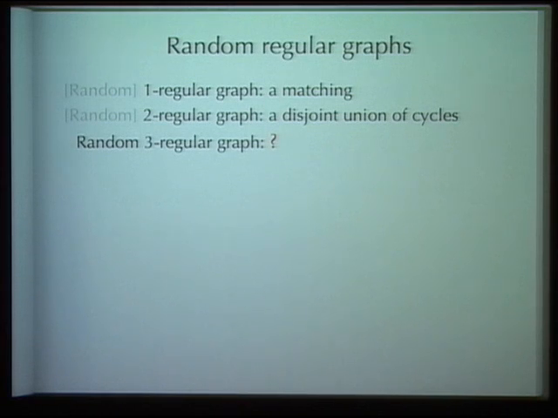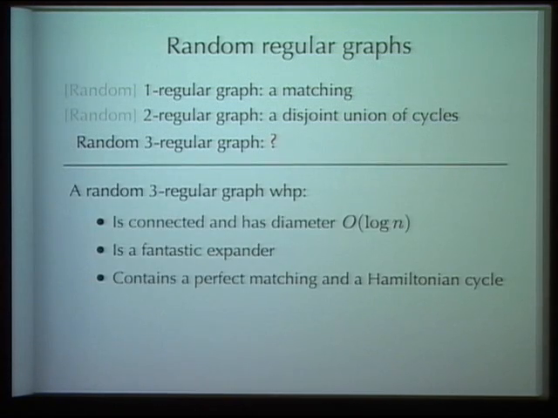Another nice thing is we can now study random regular graphs. So a one regular graph, random or otherwise, is just a matching. A two regular graph is just a disjoint union of cycles. Neither of these two is very interesting. But if we ask the question, what is a random three regular graph like? It turns out that this is a very, very rich graph. So in particular, with high probability, it's going to be connected. It's going to have logarithmic diameter. It's a fantastic expander. It contains a perfect matching and a Hamiltonian cycle. And this is while every vertex has degree precisely 3.